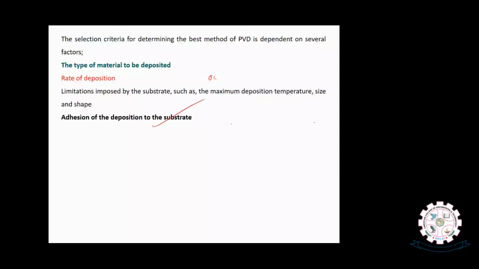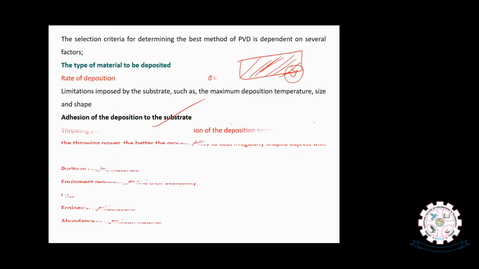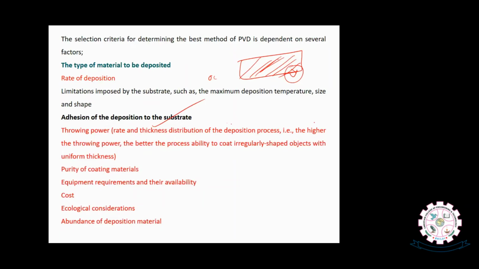Adhesion of the deposition to the substrate. Sometimes what happens is I deposit a film onto the substrate. But if it doesn't stick properly, what happens? The film gets peeled off. Then it's not good for the application, right? In that case, I have to see whether the film is attaching to the substrate properly or not.